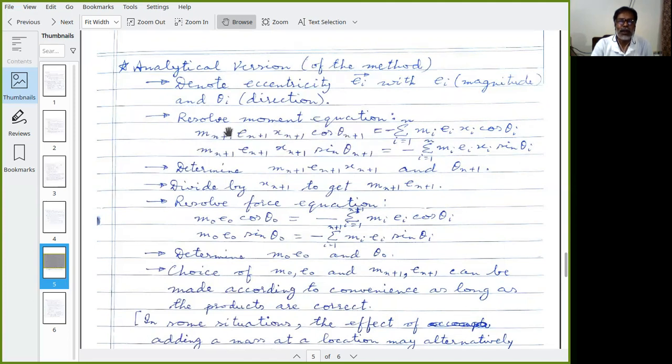So in the cos components, one of the unknown sets goes off, the other unknown set is left here, and these are all known. So you calculate this, and similarly you calculate this. Now between these two equations, you can determine the magnitude and the direction. Now this magnitude, when you determine it, then Xn plus 1 is determined by you. So you divide by that to get this.